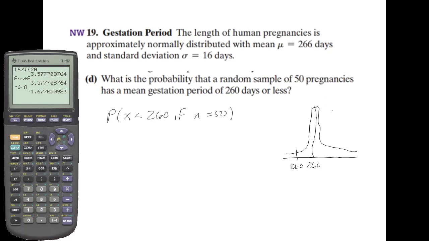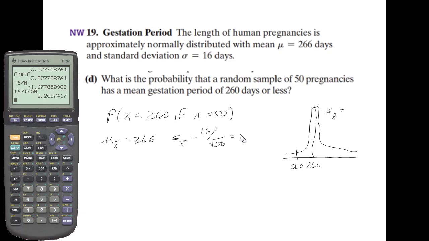So mu of X bar, well, that's 266, and sigma of X bar is equal to 16 divided by the square root of 50. Well, okay, so 16 divided by the square root of 50, 2.262 and some change. So this is 2.262 and some change, and I'm going to store that as A.